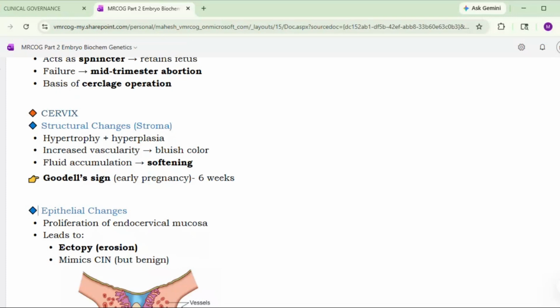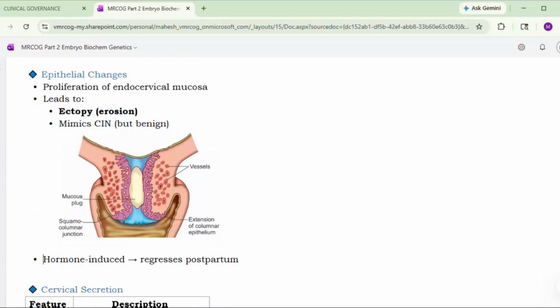Next there are epithelial changes. These epithelial changes which happen in the cervix, there is a proliferation of the endocervical mucosa. We know that the endocervix is lined by the columnar epithelium. So there is a proliferation of the endocervical mucosa that leads to ectopy or erosion. This mimics CIN, but it is actually benign. That is why we cannot comment on CIN changes in pregnancy. We should wait for these changes to regress. So this columnar epithelium will come out outside, and you will get ectopy.